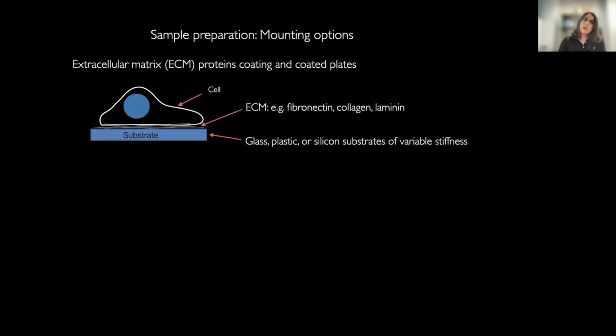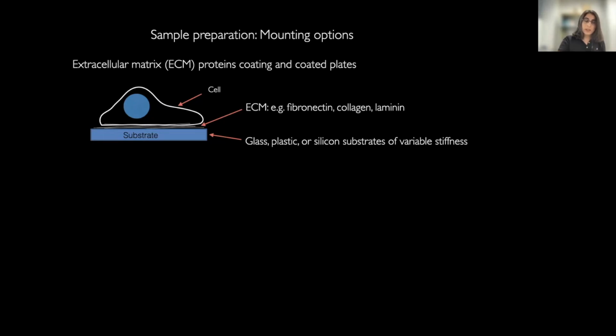Sometimes cells don't like to adhere to whatever substrate you have. You want to enable this adhesion. For that, you would probably want to use extracellular matrix proteins, ECMs. Coat these substrates with the ECM, like fibronectin, collagen, and laminin, whichever, but you have to choose the one that is most appropriate to your cell.